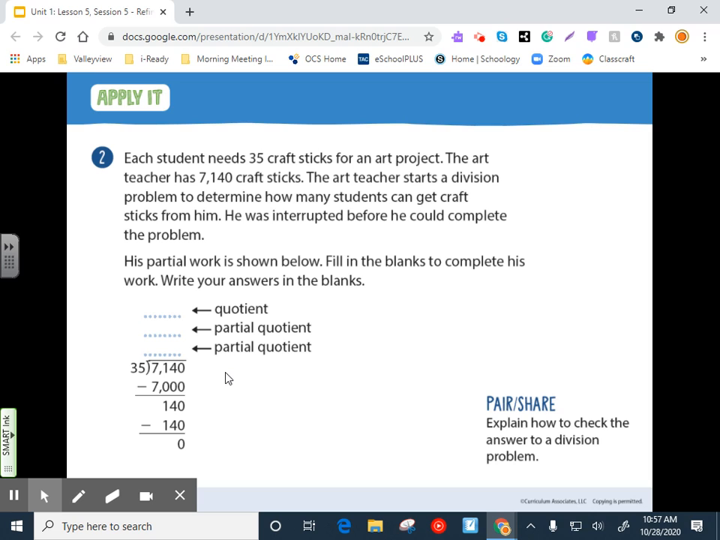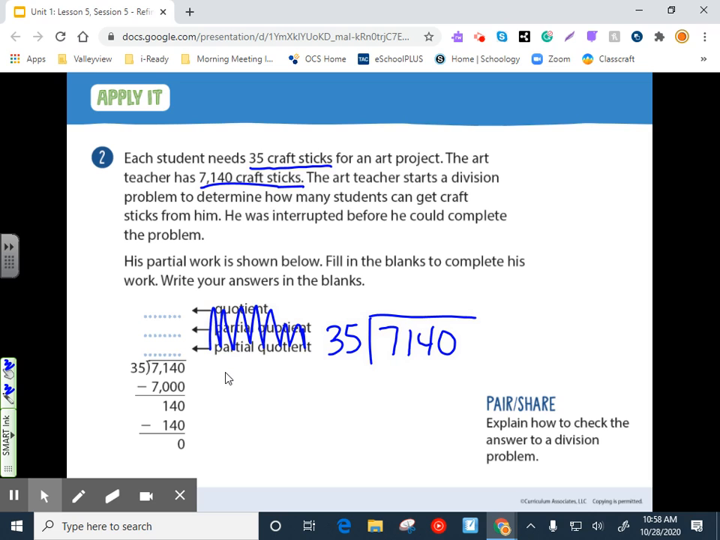Number 2. All right, so again, we're ignoring all this partial quotient stuff. Not even going to worry about this. Each student needs 35 craft sticks. Underline that for an art project. The art teacher has 7,140 craft sticks. So we can just set that up already. 7,140 craft sticks divided between 35 sticks per kid.